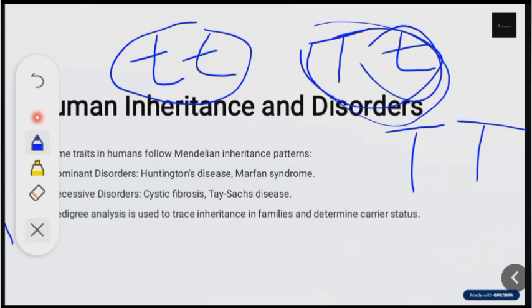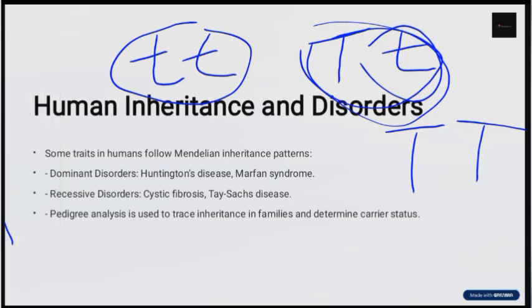Now, let me use the one we have mentioned before. I forgot to put it here. Sickle cell anemia. Sickle cell anemia is a recessive disorder. That means it is not dominant. It does not always manifest unless the person inherits two copies of that defective allele. Are you with me?